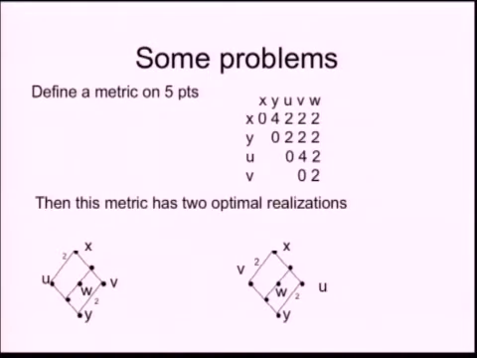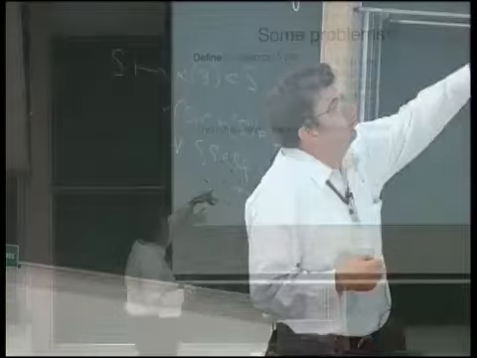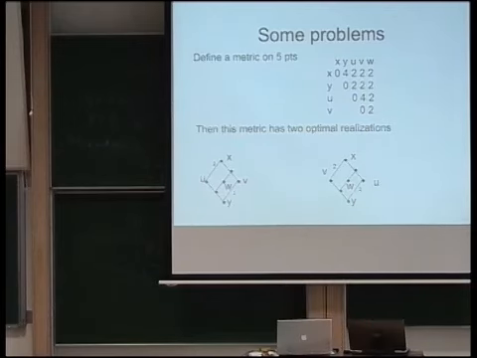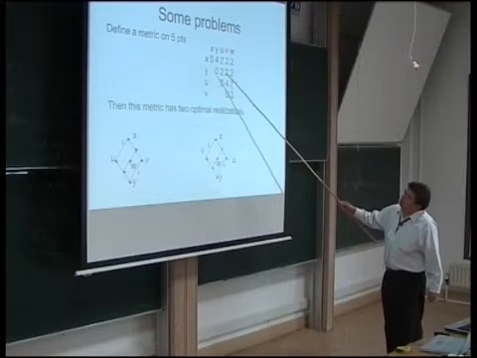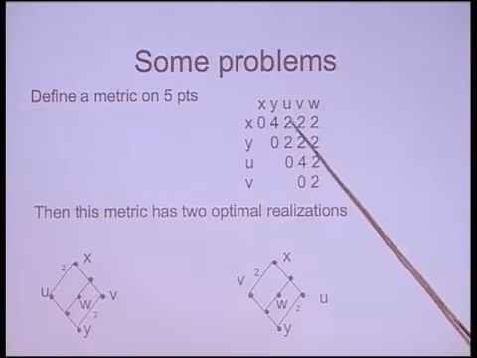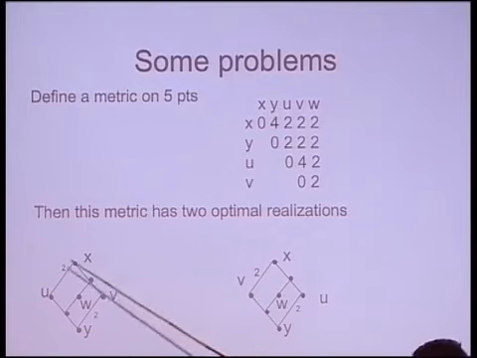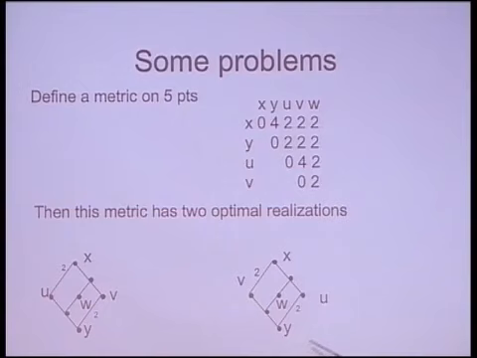Andreas Dress already mentioned that some metrics have 2 optimal realizations. If I look at this metric, the distance between x and y is 4, the distance between y and u is 2, and so on. Then it has 2 optimal realizations, namely this one and this one. They look very much the same, but the difference is that u and v are interchanged, so they are really different.